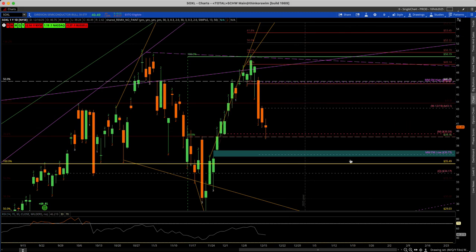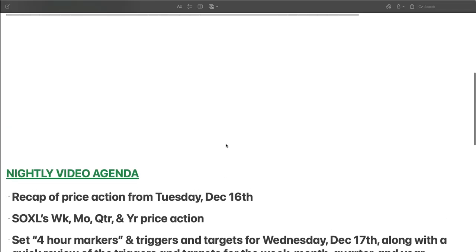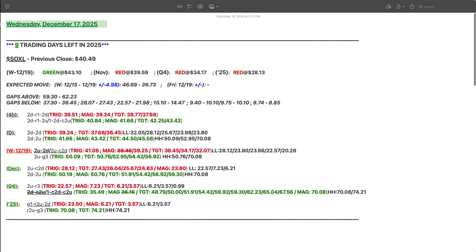Let's go over here to the notes so we can look at just the hard numbers real quick. We talked about Wednesday, December 17th, and the levels that we're talking about. On Wednesday, there will be 9 trading days left in 2025. Yes, this is the last full trading week of the year. We know that on Tuesday, the close price was 40.49, and we'd have to get up to 43.10 to flip the week back green.